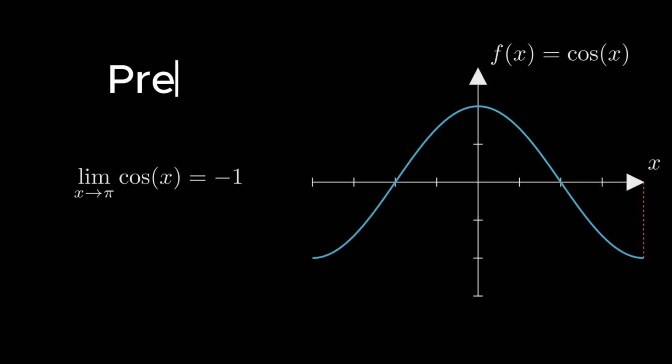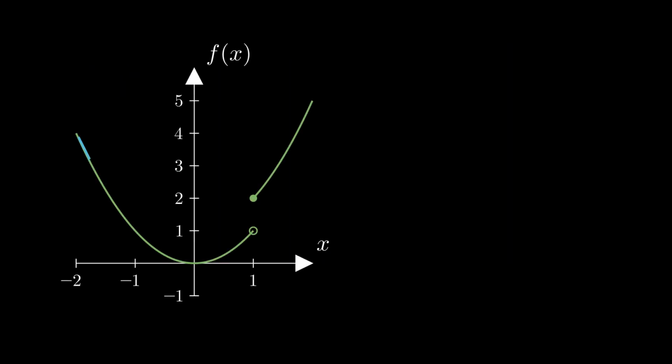Previously we evaluated limits for various functions, specifically two-sided limits, values the function approaches from both the left and the right. On the graph displayed, as we approach x equals 1 from the left, the function approaches 1. However, from the right, it approaches 2. Since these values differ, the two-sided limit at x equals 1 doesn't actually exist, but the one-sided limits still do.